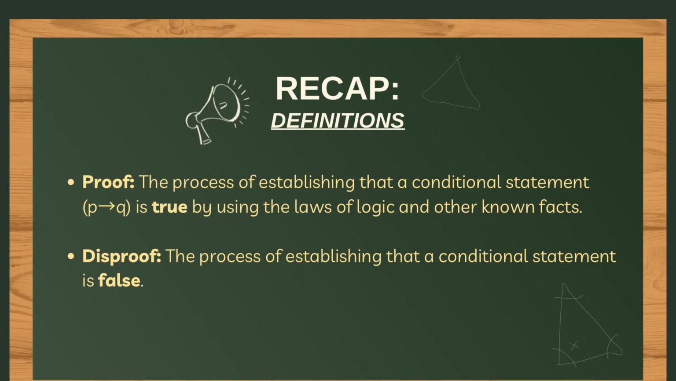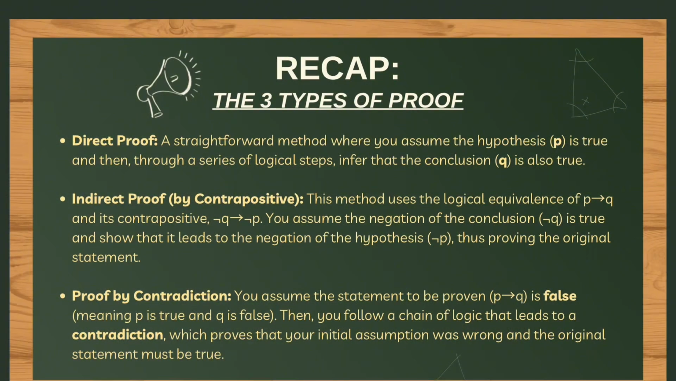Definitions. Proof. The process of establishing that a conditional statement P to Q is true by using the laws of logic and other known facts. Disproof. The process of establishing that a conditional statement is false. There are three types of proof: direct proof, indirect proof by contrapositive, and proof by contradiction. Under direct proof, we have a straightforward method where you assume that the hypothesis is true and then, through a series of logical steps, infer that the conclusion Q is also true.